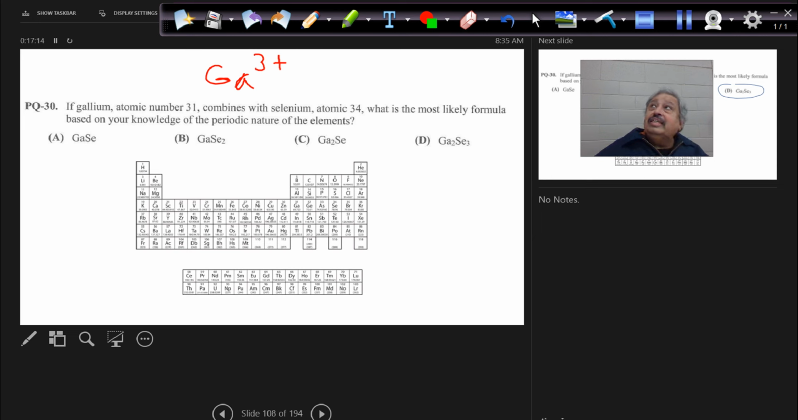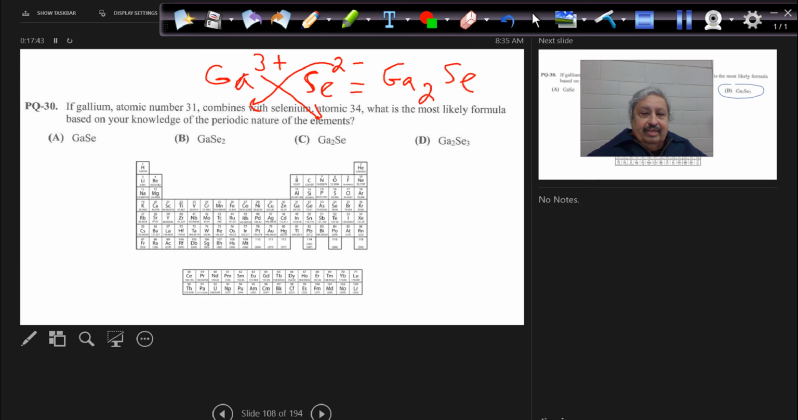And the selenium is under the oxygen group. Selenium, Se, is 2 minus, like the oxygen, correct? Now you swap the numbers here, just only the numbers. So the ionic formula of the compound will be Ga with the 2 underneath, and the Se will take the 3 of gallium. Okay, so which one is correct?